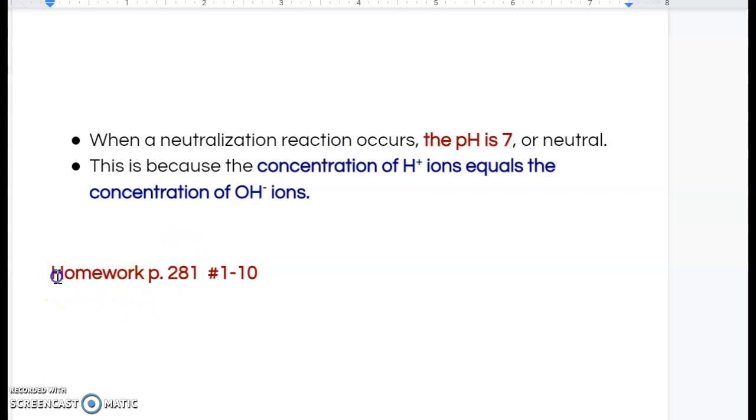But for now, I want you to go back and read page 281, numbers 1 to 10, and that will be it for the chemistry unit.